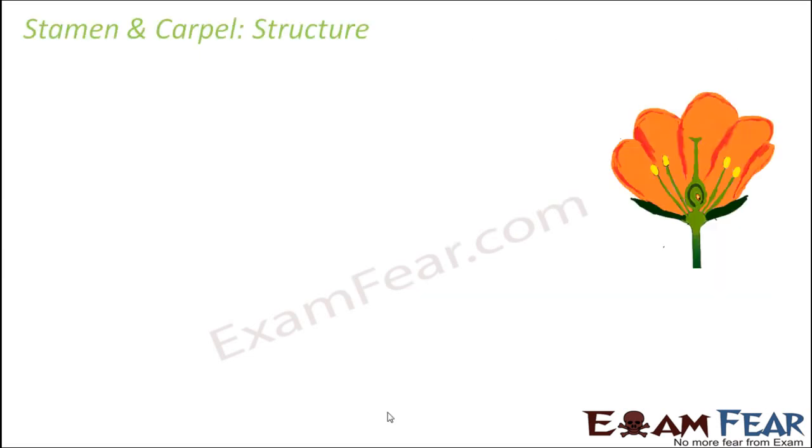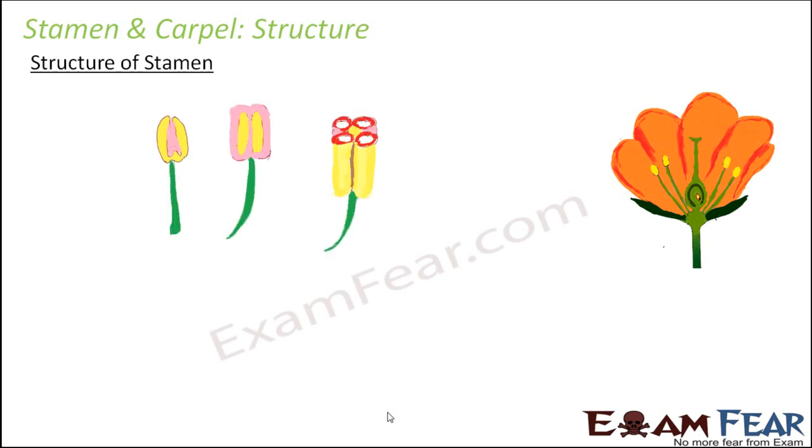So let us concentrate on the structure of the stamen and the carpel. Let us look at the structure of a stamen in detail now. As I mentioned, this is how the stamen looks when you look at it from the back side, from its facial side, and when you look at the cross section of it. Basically, a stamen consists of three parts, that is filament, anther and connective.